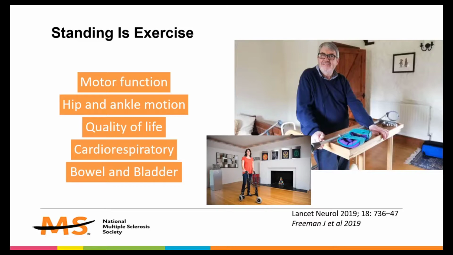the study team. Results showed that compared with the usual care alone, the use of a standing frame plus usual care resulted in significant improvement in motor function. Some improvements were also seen in hip and ankle range of motion and quality of life. So as we can tell, standing is an exercise and there are a lot of benefits to it if it's possible and safe.